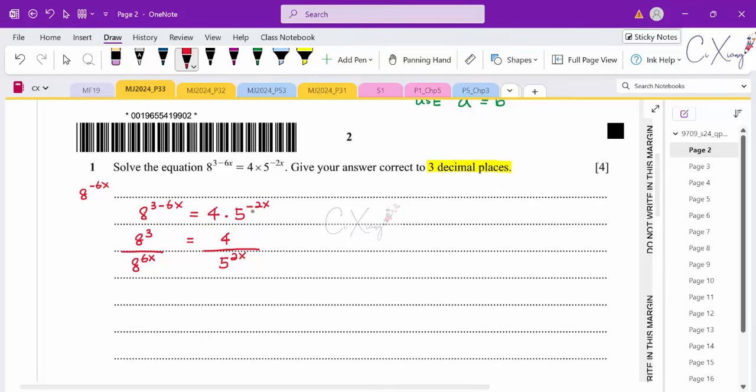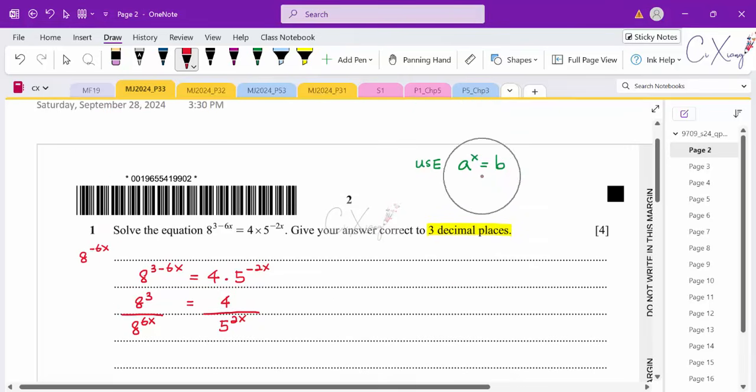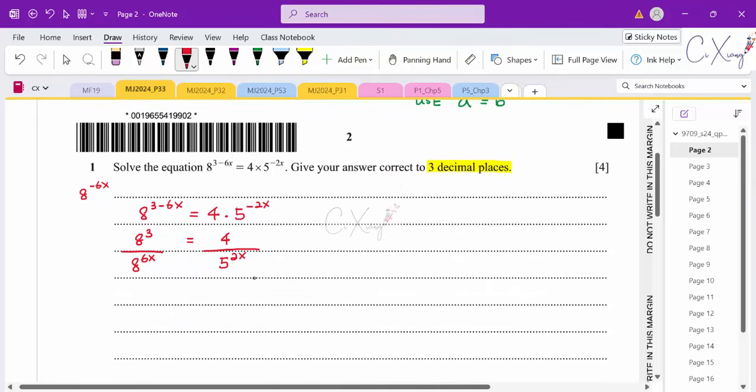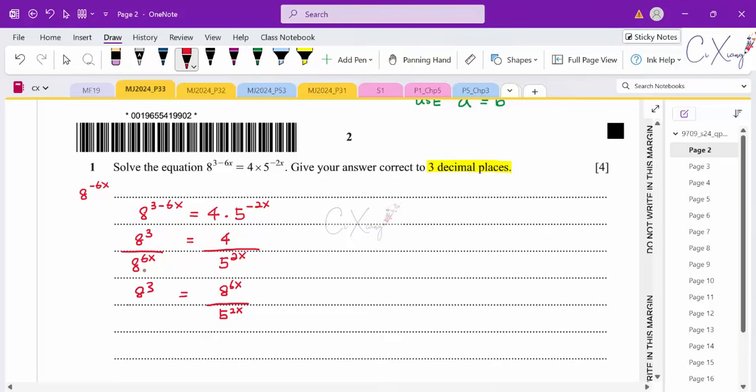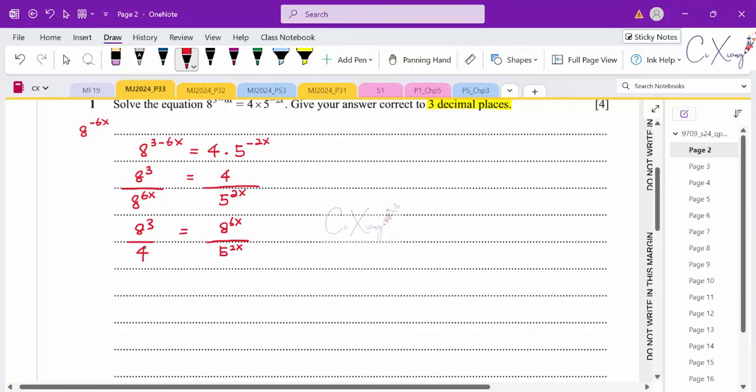Again, just to remind you, I want to rephrase into this pattern before I can get my final answer. So I want to group all the x on one side. I have 8 power 6x divided by 5 power 2x equals 8 power 3 divided by 4. If I simplify 8 power 3 divided by 4, I will have 128 here.